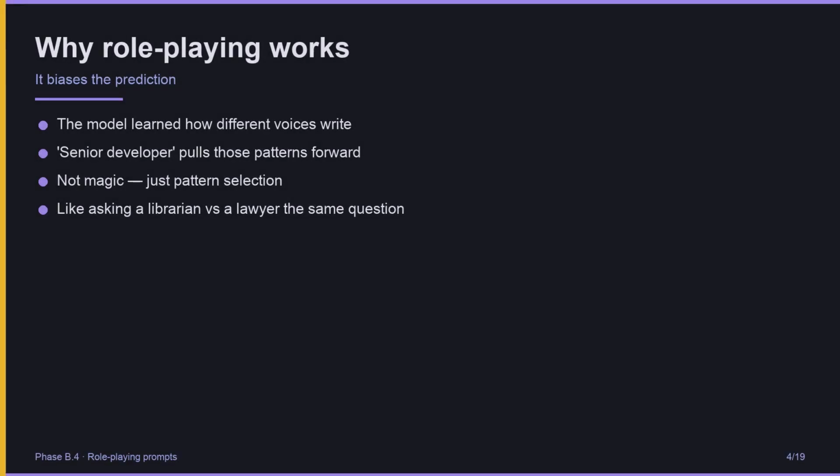Why does role-playing work? Because the model learned how different voices write. Senior developers write one way. Patient teachers write another. Children write another. When you assign a role, you bias the prediction toward the patterns of that role. Not magic, just pattern selection. It's exactly like walking into a library and asking the librarian versus walking into a law firm and asking the lawyer. Same question, different expert.